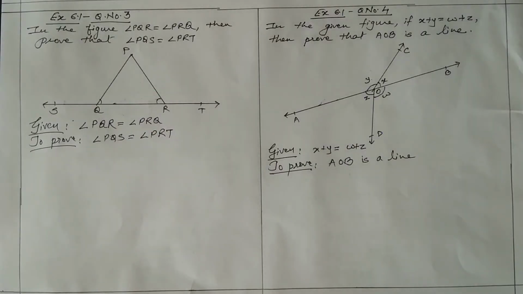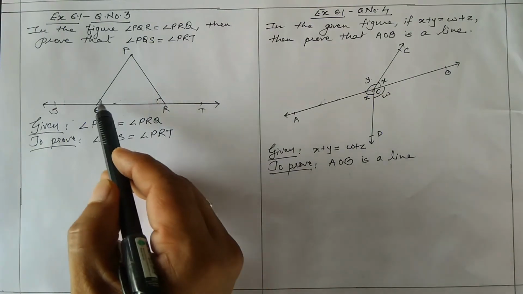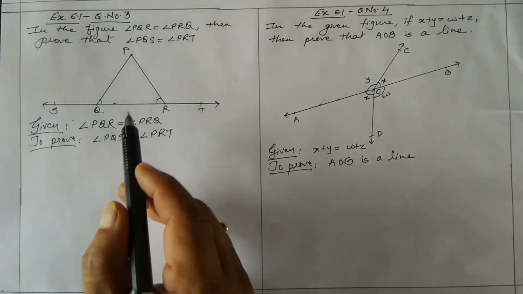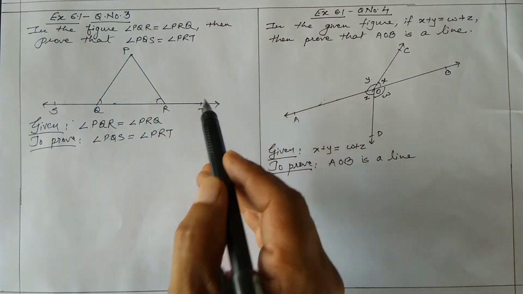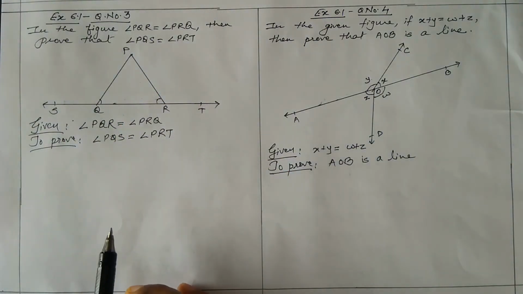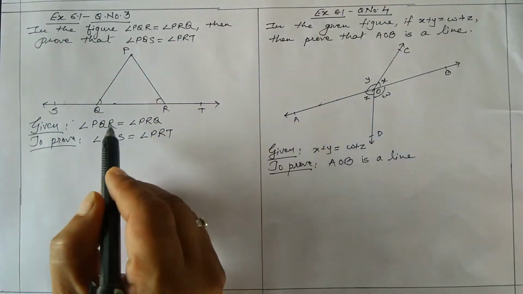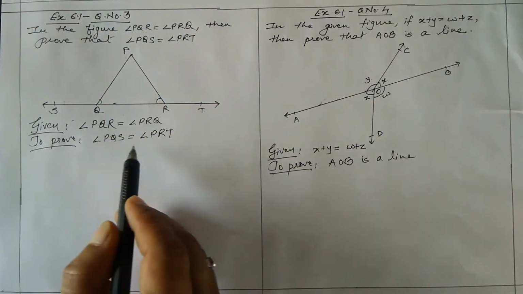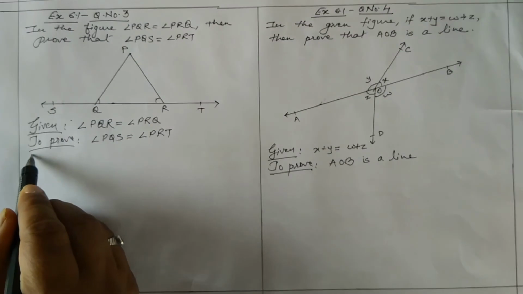Let us see question number 3 of exercise 6.1. In the figure, angle PQR and angle PRQ are equal. Then you have to prove that angle PQS and angle PRT are equal. You can see I have written given. What is given? PQR is equal to PRQ, and we have to prove that PQS is equal to PRT. So see the proof.